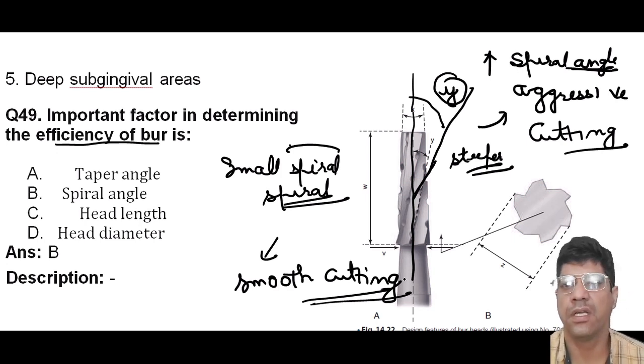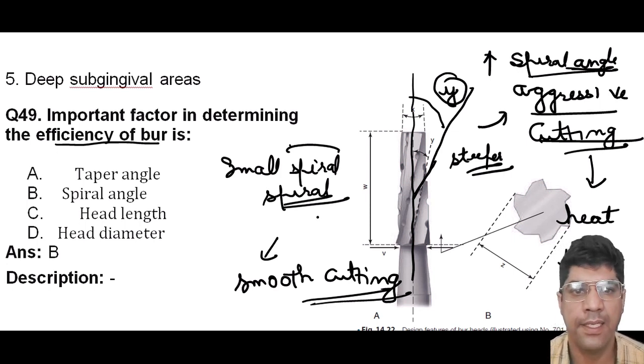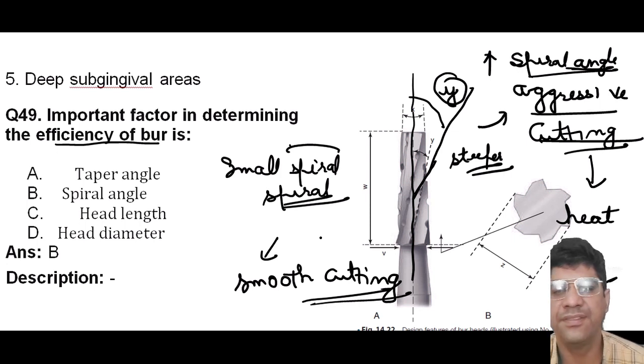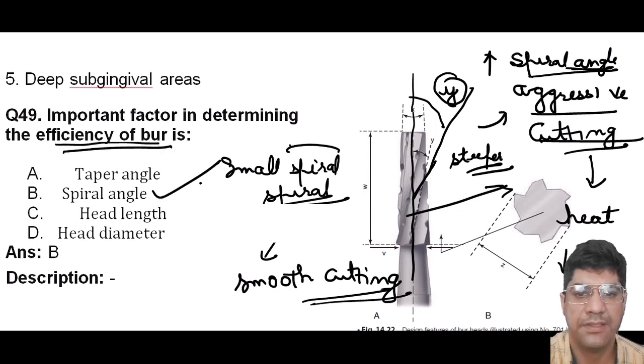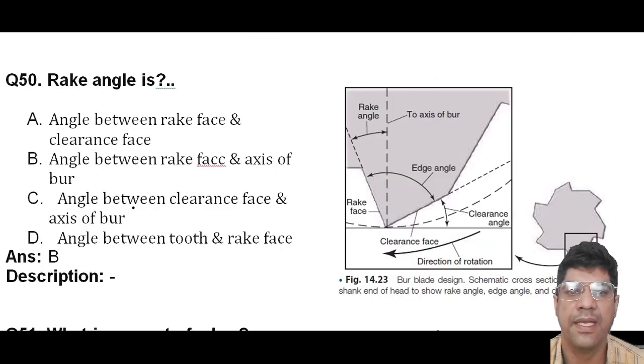So if there is a large spiral angle, there would be aggressive cutting that would generate more heat and vibration and can damage the tooth as well as the burr. Burrs with a small spiral angle will have a smoother cutting experience. However, they might not remove material as rapidly as burrs with a large spiral angle. So the efficiency of a burr depends upon the spiral angle. That's your answer.